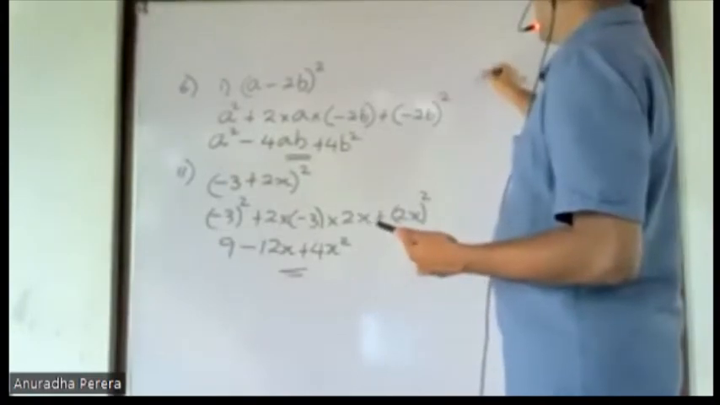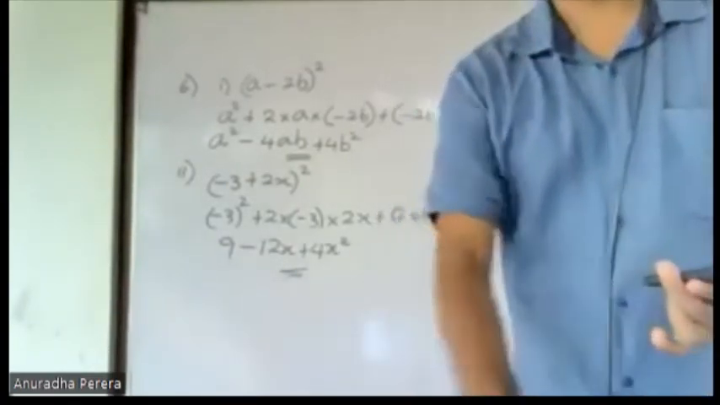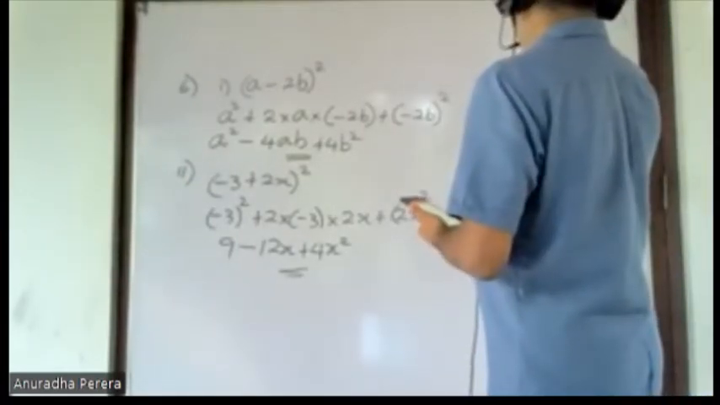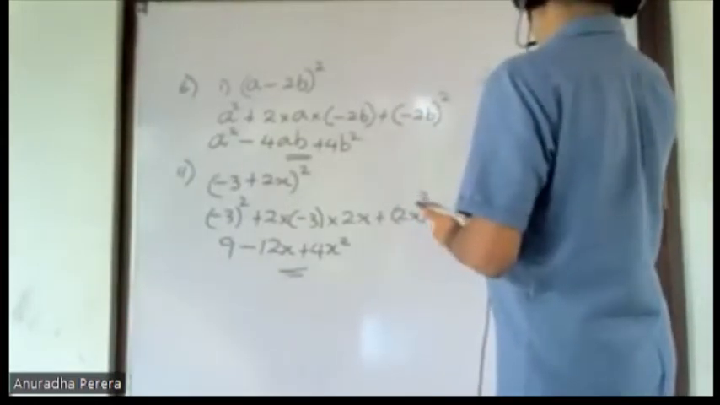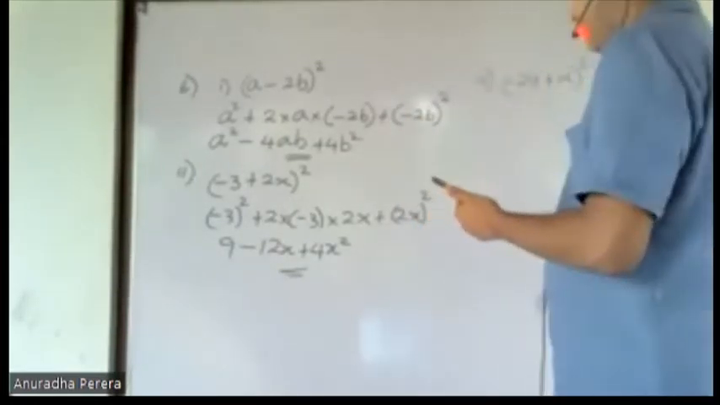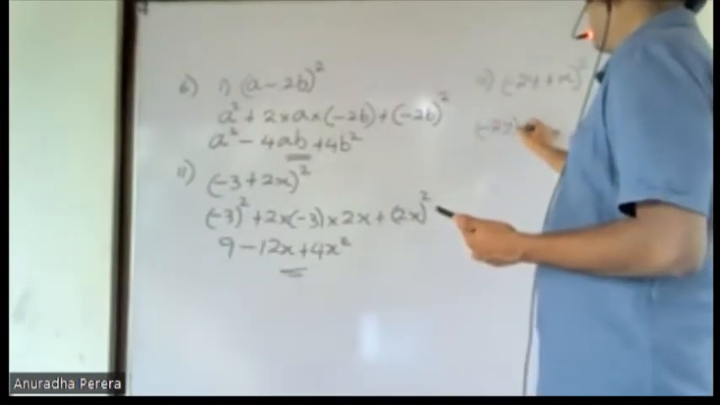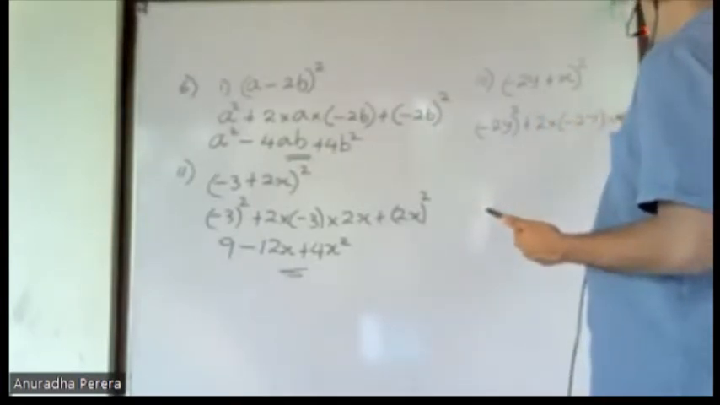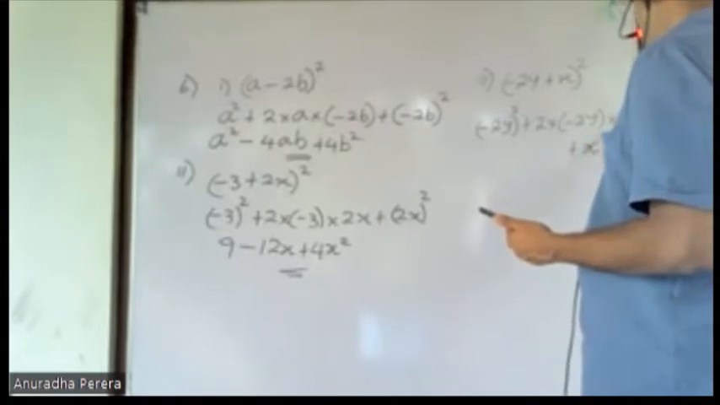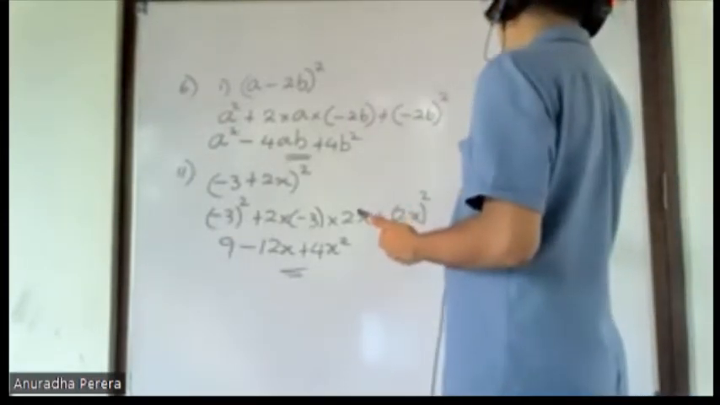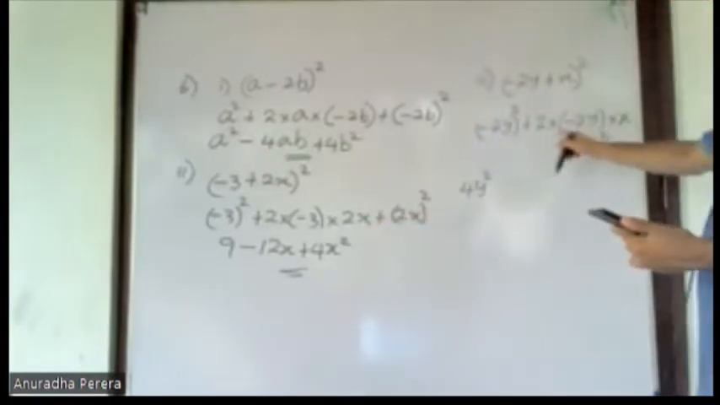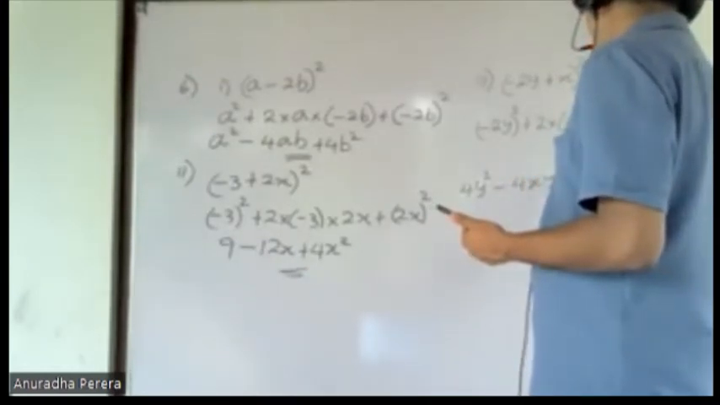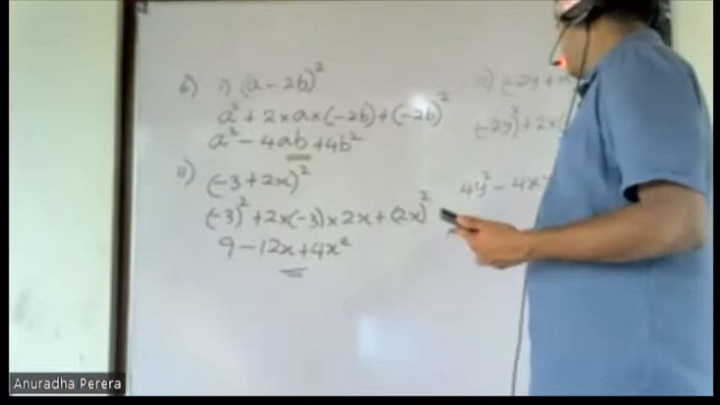Third one, minus 2y plus x squared. Minus 2y squared plus 2 times minus 2y times x plus x squared. Minus 2y squared means 4y squared. Plus into minus, minus into plus, minus 4xy plus x squared.